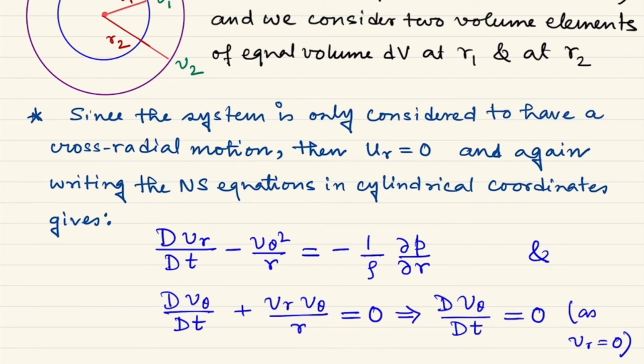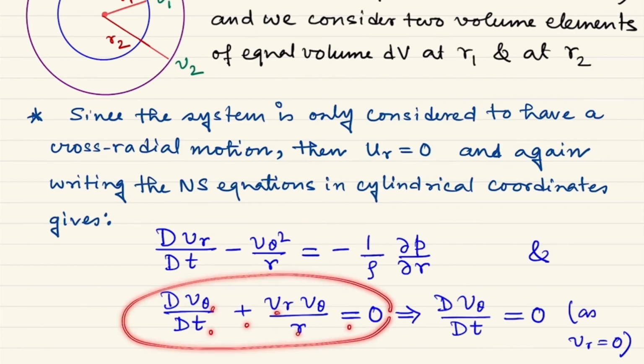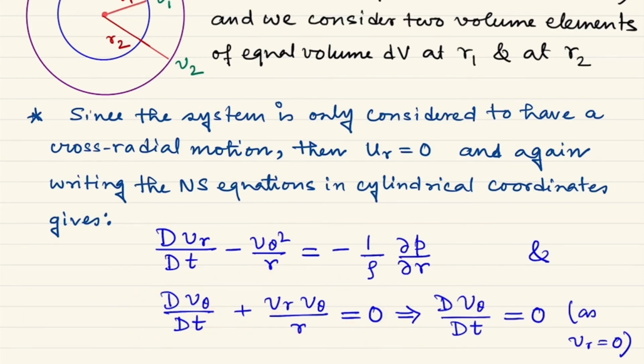Coming from this component, we simply say that this is the theta component or the cross radial component. We have dv theta dt plus vr v theta by r is equal to 0. All the other terms are 0, either because they depend on theta or they have other negligible terms.